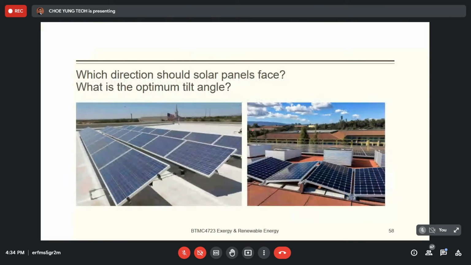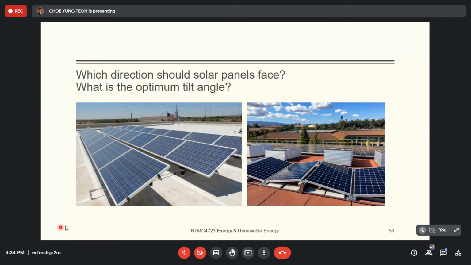Okay, then let's look at the solar panel. Which direction should the solar panel face? And what is the optimum tilt angle? You can see that in some systems all the panels face the same direction, and in some systems they put them alternately: some face one direction and the others the opposite direction. So which one is the best? Which direction should we face?